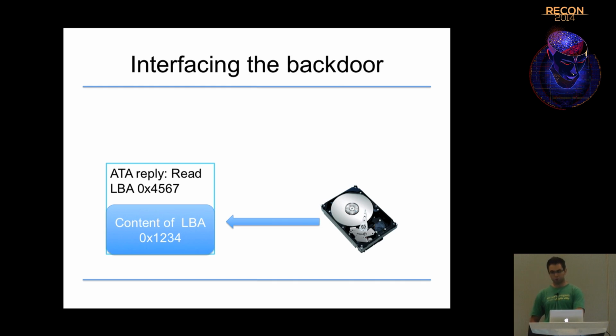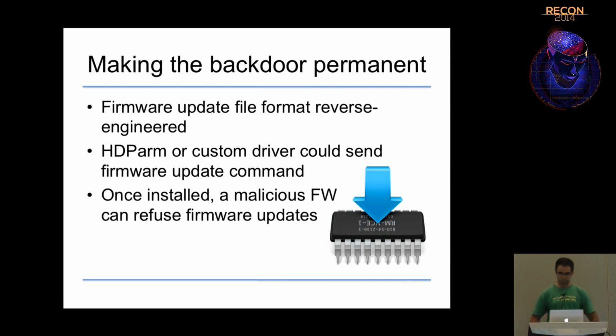So this is good to circumvent operating system access restrictions. So far for injecting the backdoor. Then the last step is to make the backdoor permanent. For this, I reversed the firmware update file format further, and I was able to put at least my GDB stub in the plugin section.